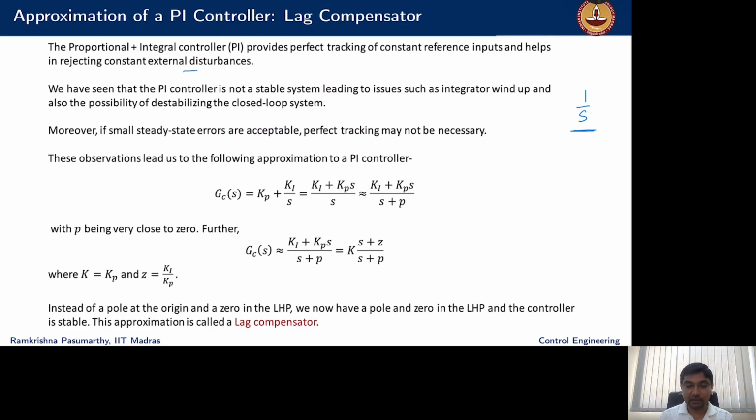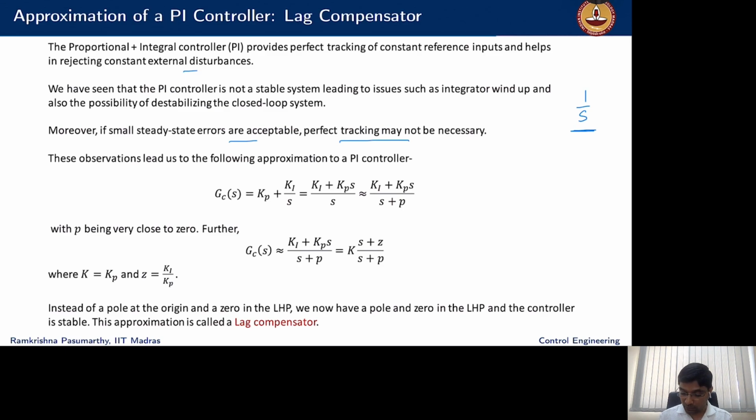If small steady-state errors are acceptable, for example, if I want my room temperature to be 24 degrees and it's 23.9 or 23.8 or 24.2, that is perfectly acceptable. We don't need perfect tracking in those cases. Or at 60 kilometers per hour, there is not much difference between 58 and 62, as long as the cameras mounted on the highways don't penalize you for 62 kilometers per hour when the speed limit is 60. Okay, we'll not worry about that, but we will see how to approximate a PI controller now.